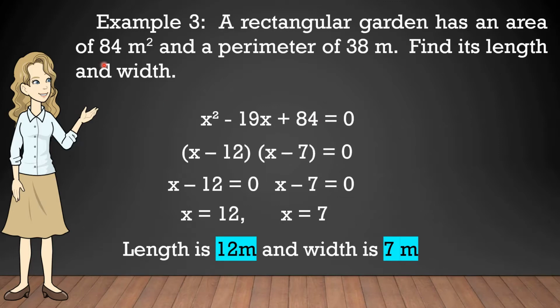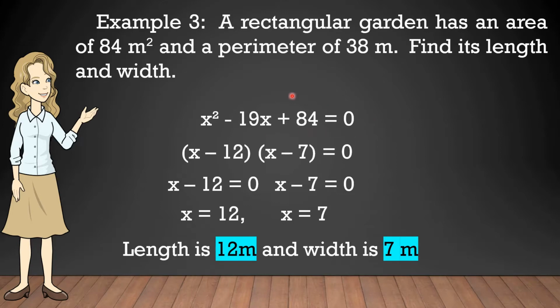So to find out, we will write the given into a mathematical sentence. Just like I said in our first video, for the measure of the perimeter, get the half of 38. You will use that as the sum. So this is your sum, 19, because 38 divided by 2 is 19. And our product is 84. You are going to write that on the last term. So our quadratic equation is x squared minus 19x plus 84 is equal to 0.